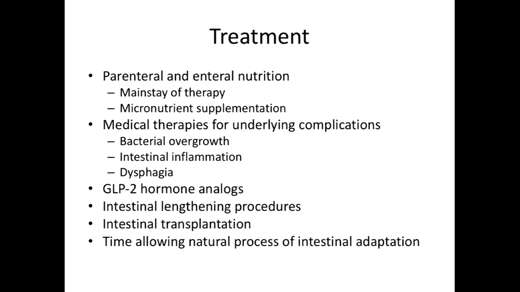The mainstay of treatment of intestinal failure is, of course, early and aggressive parenteral nutrition with increasing frequency of enteral nutrition as the bowel adapts after a massive resection. It really is the mainstay of therapy, and micronutrient supplementation is important as well. There are a number of medical therapies for underlying complications of intestinal failure that I won't go into. New hormone analogs for glucagon-like peptide 2 are being developed to increase the adaptive process.